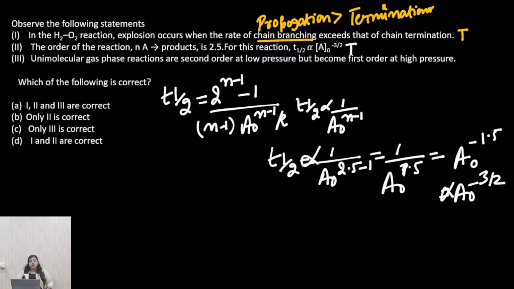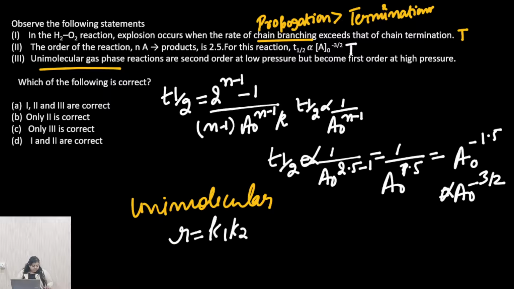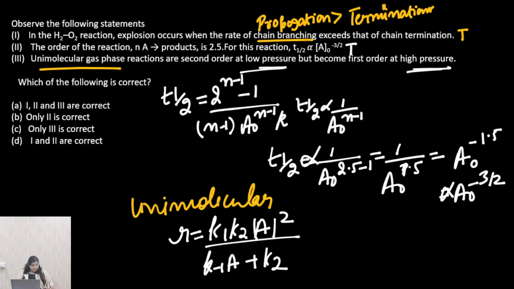Next it says unimolecular gaseous reactions are of the second order at low pressure, but become first order at high pressure. So the reaction they are talking about is a unimolecular reaction. For the unimolecular reaction, the rate expression that we have is K1 into K2 into A square upon K inverse of A plus K2, right? Two conditions have been given. One is at low pressure and the other is at higher pressure.